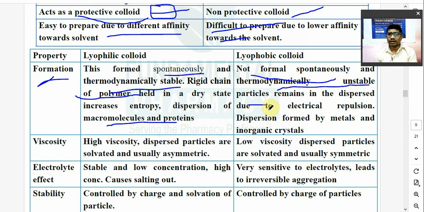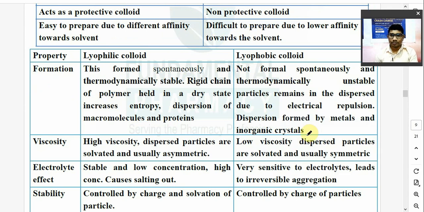Particles remain dispersed due to electrical repulsion. As I said, in lyophobic colloid the particles have charge, and that's why there is repulsion and the particles remain dispersed due to electrical repulsion. Such dispersion is formed by metals and inorganic crystals. Lyophobic colloids are formed by metal ion solution, metal particle solution and inorganic crystals. Lyophilic colloids are formed by macromolecules and proteins, polymers and proteins.